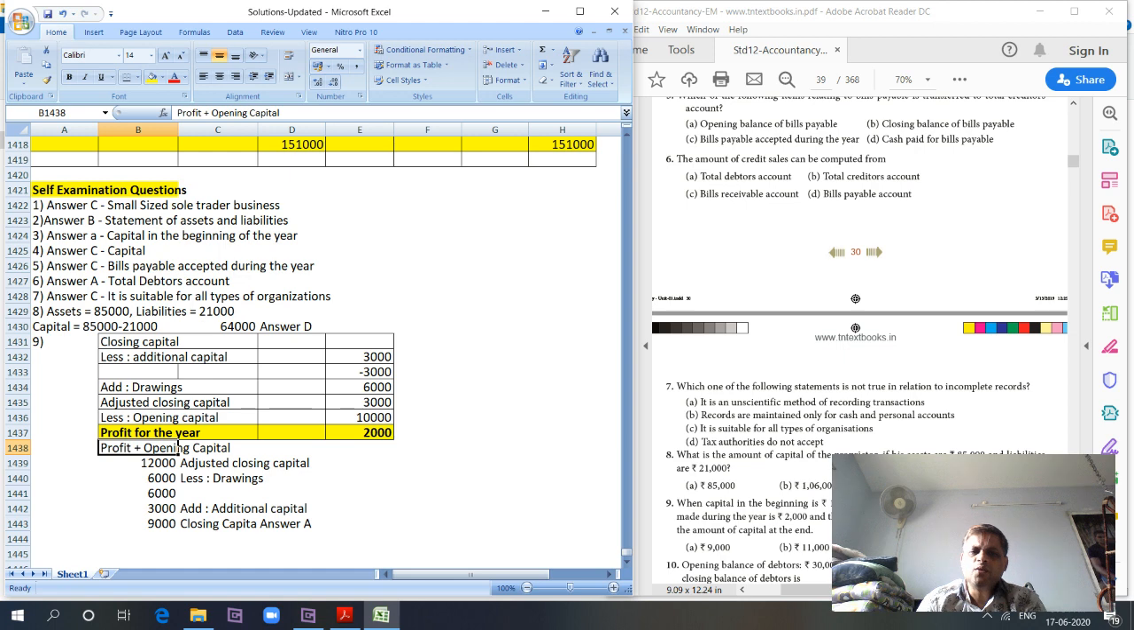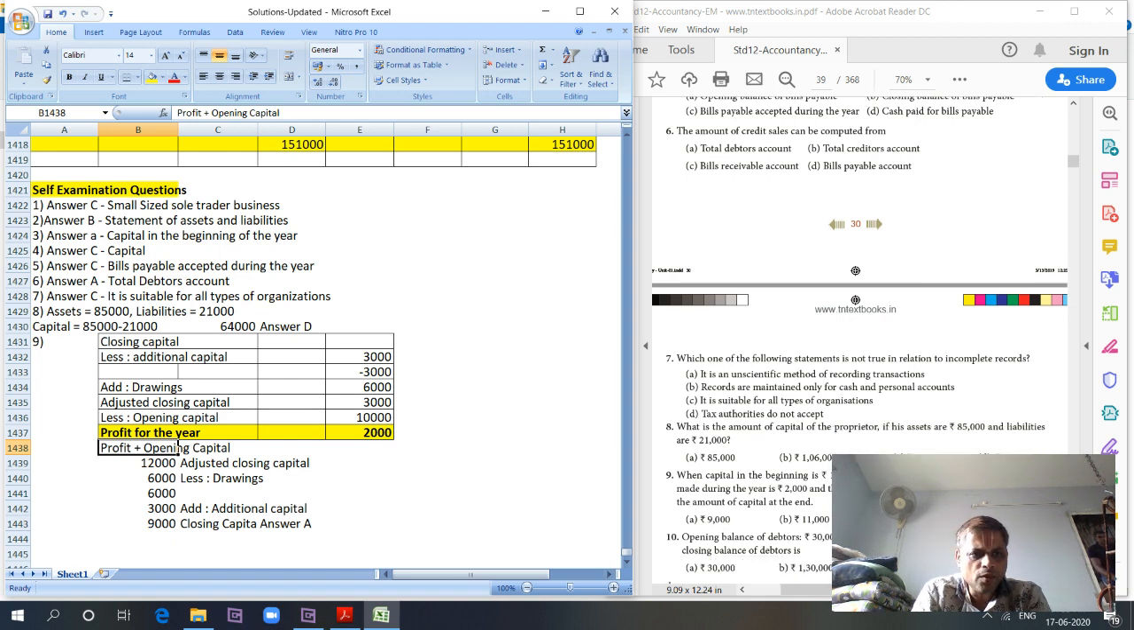Pretty much simple. We have to just backward copy the format and then start back working on it. Profit plus opening capital will give us the adjusted closing capital. From there, we have to list the drawings and add the additional capital introduced, that will give you the closing capital for the year. Right? So, moving to question 10.